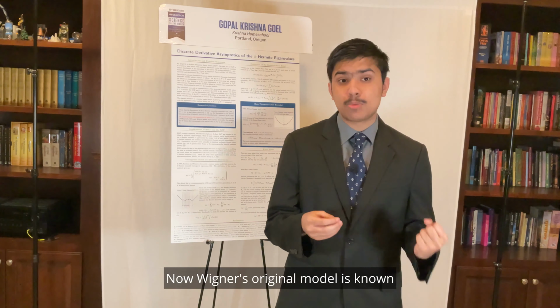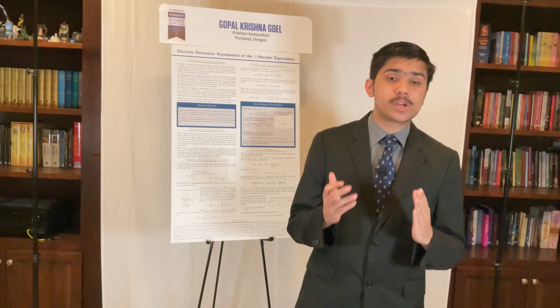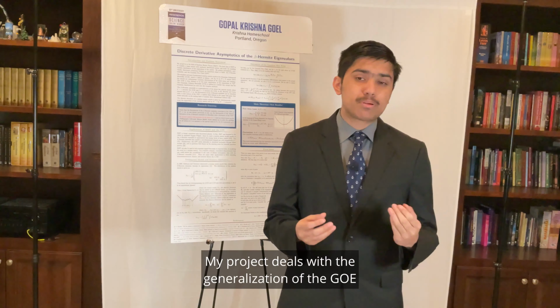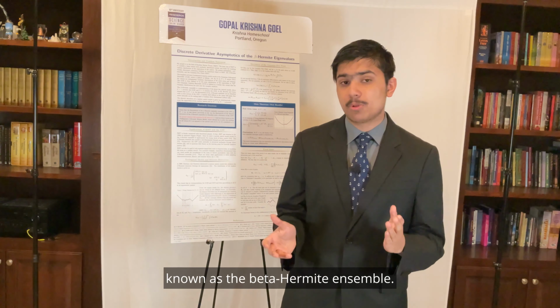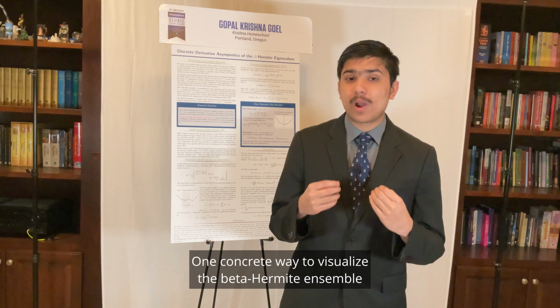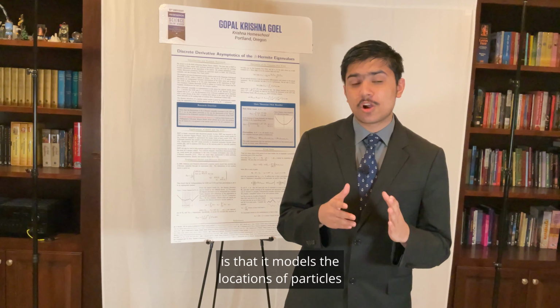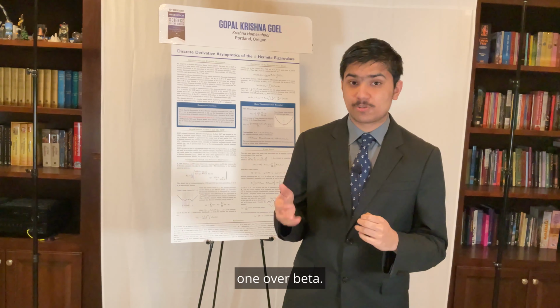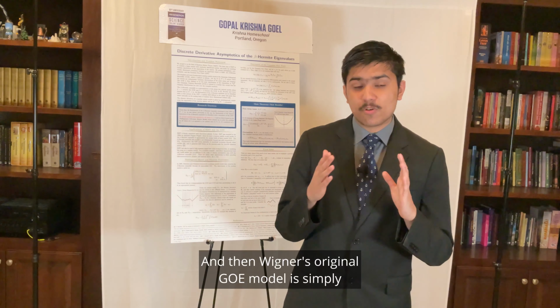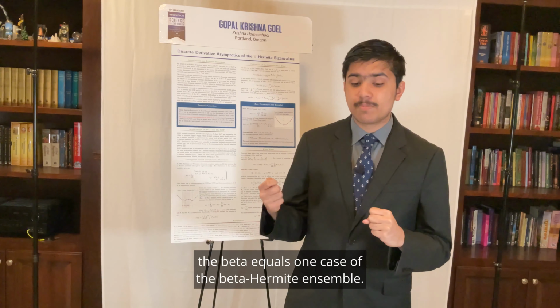Now, Wigner's original model is known as the Gaussian orthogonal ensemble, or the GOE. My project deals with the generalization of the GOE, known as the beta-Hermite ensemble. One concrete way to visualize the beta-Hermite ensemble is that it models the locations of particles in a charged one-dimensional gas with temperature 1 over beta. And then Wigner's original GOE model is simply the beta equals 1 case of the beta-Hermite ensemble.